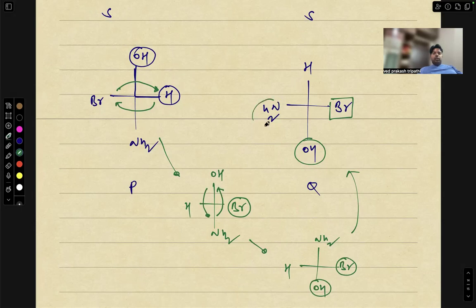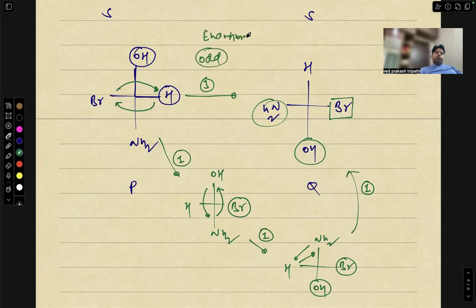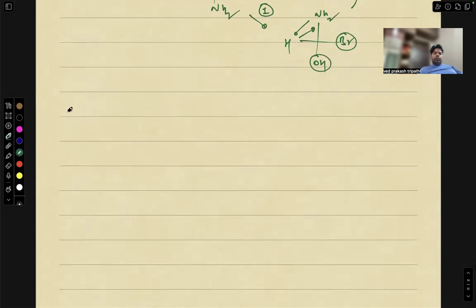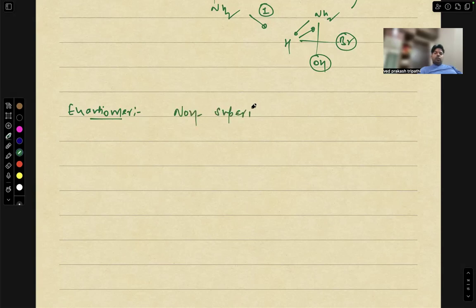You can see NH2 is on the left. So one, another one. Overall, 3 exchanges. 3 is odd. Odd means enantiomers. Okay. So what is an enantiomer? Let me tell you something about it. Enantiomers are non-superimposable mirror images.